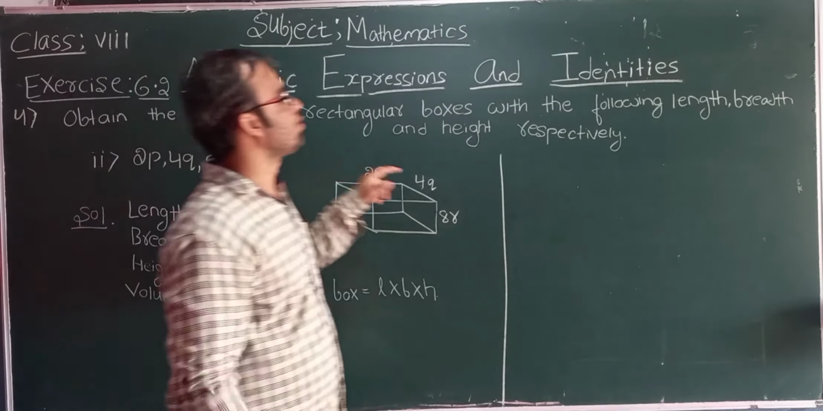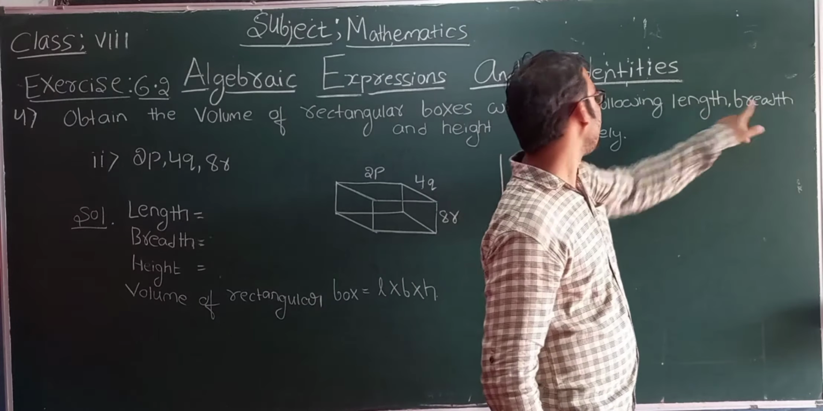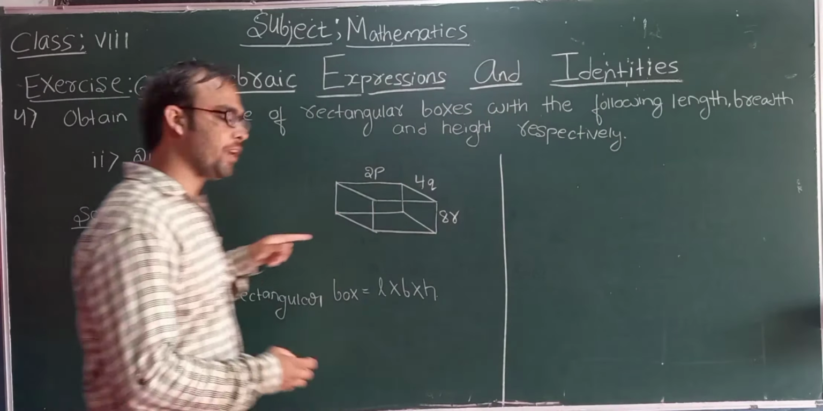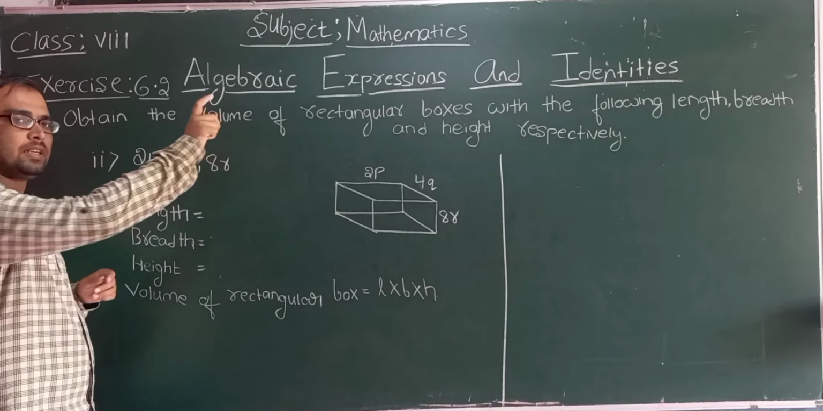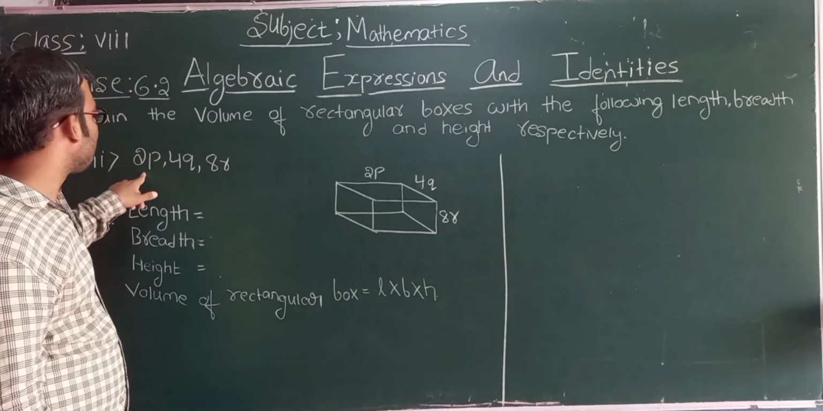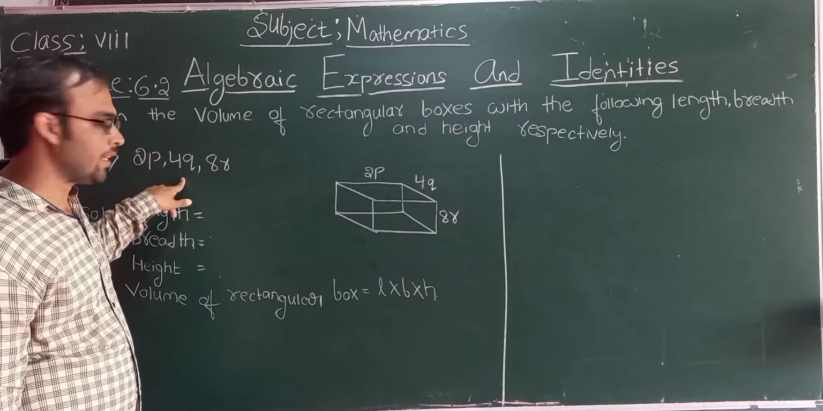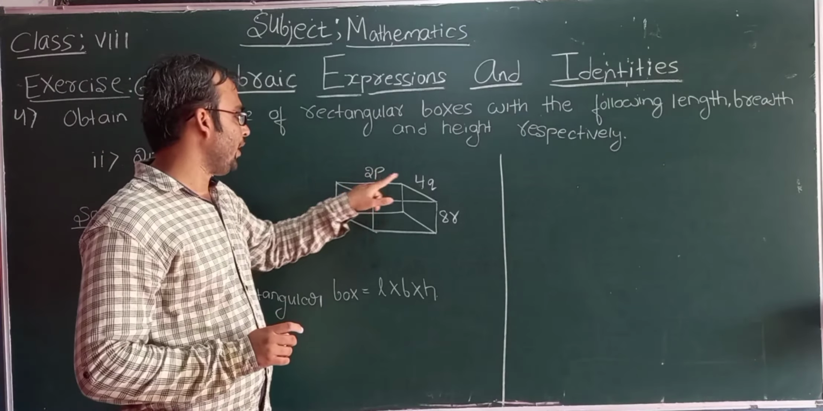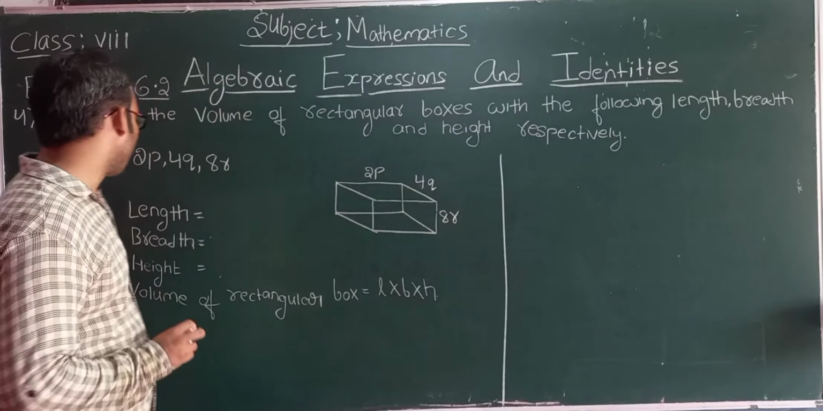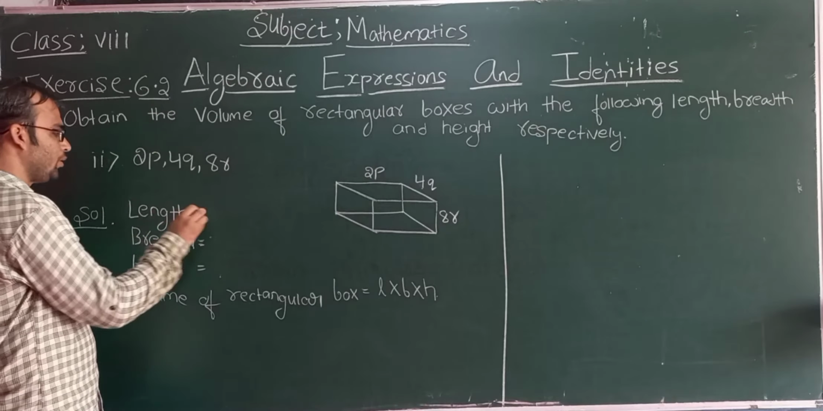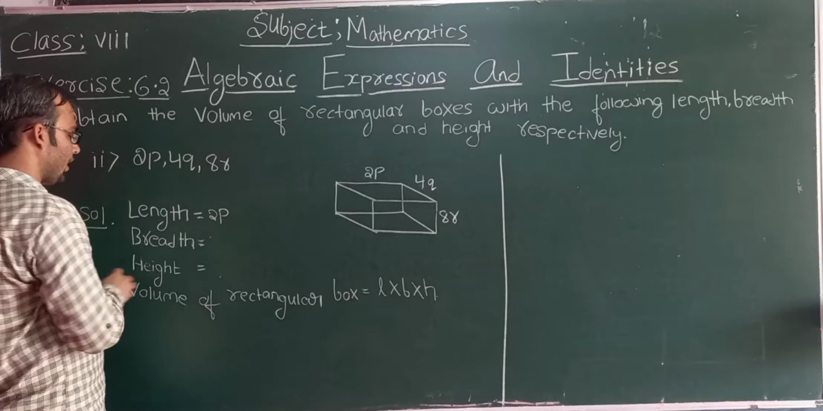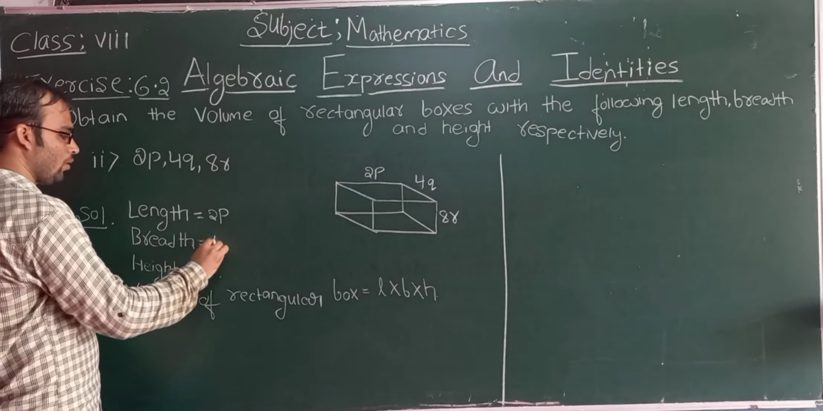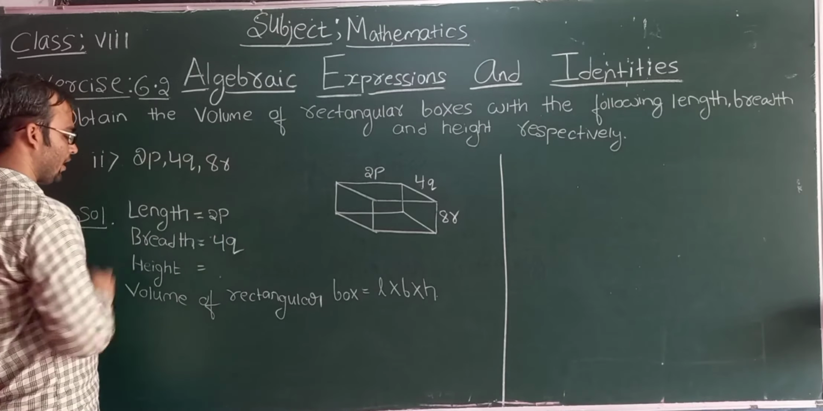Okay, so look at here students, what they have given: length, breadth and height. Okay, so whenever they have given three terms, we need to assume the first term as length, second as breadth, and third one as height. Okay, so because of this we have taken 2p, 4q and 8r. Okay, then what is length? 2p, and breadth is what? 4q, and height is what?